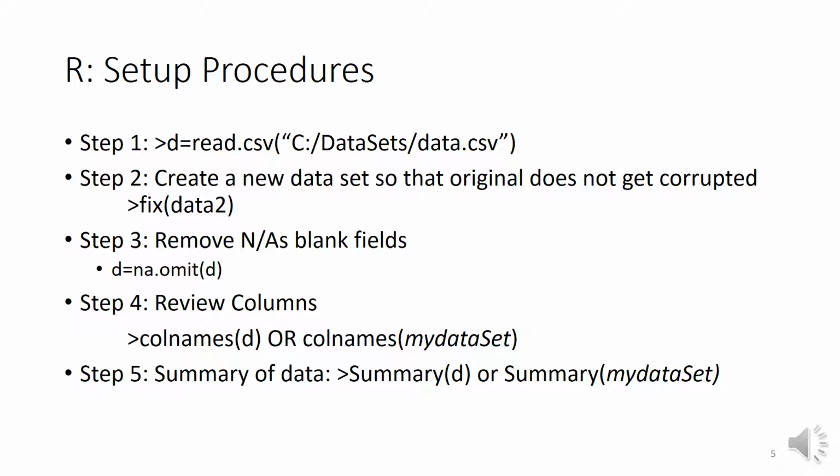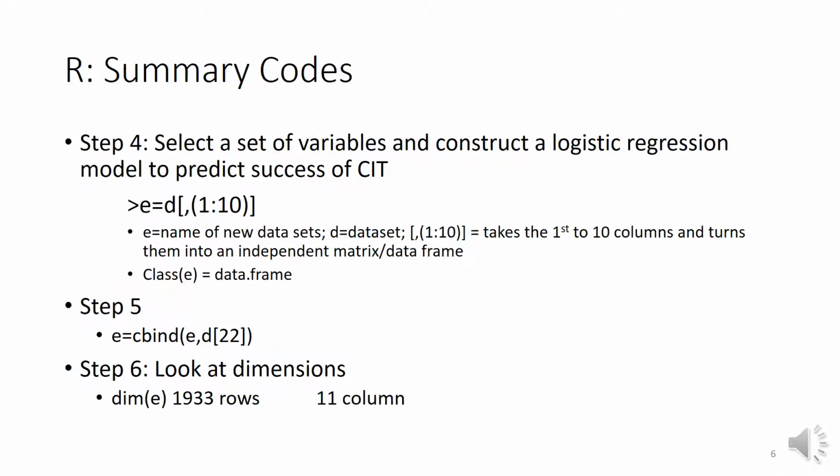You have to review your column names to see what data set you're working with, and what you want to do is try to limit the set as small as possible so that the crunching time and the possibility of system crashes is diminished. You select the set of variables that you want to construct your logistic regression on to predict this model for the success of CIT. And I've documented it here in steps 4, steps 5 where you're binding, and then in step 6 where you're actually looking at the dimensions.